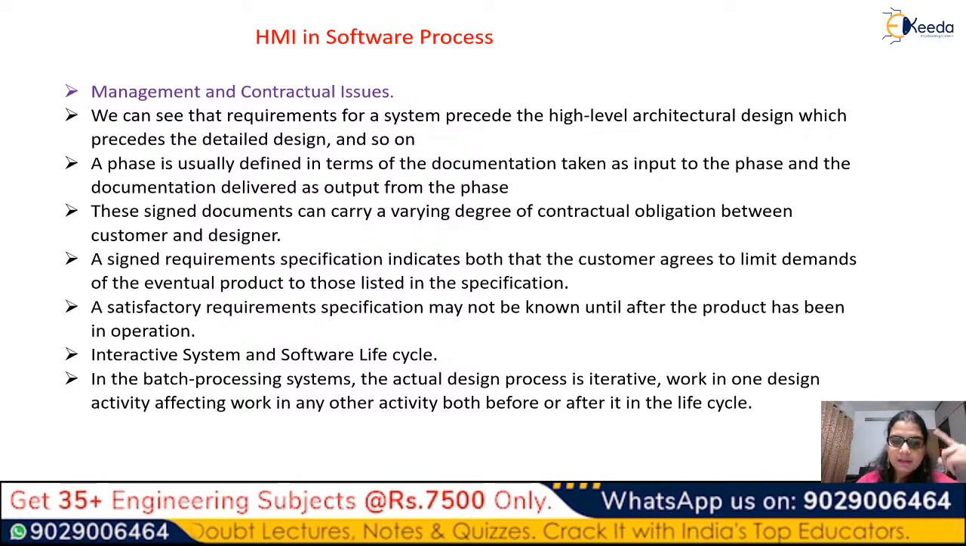Then in the batch process systems, the actual design process is iterative. Okay, as I explained, that means work is continuously ongoing, activity is ongoing. So work in one design activity affects another activity before or after in the cycle. Of course, suppose I'm designing a product for customer A, and there are multiple products. I'm working like agile modeling.